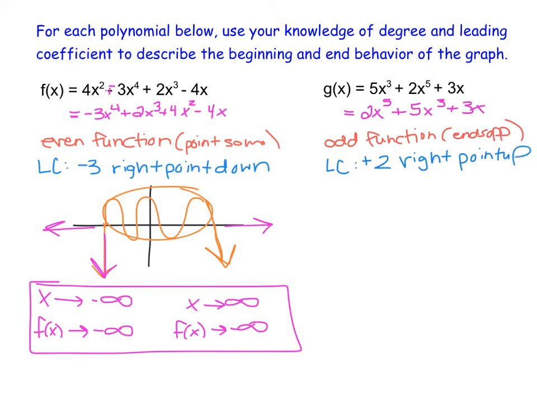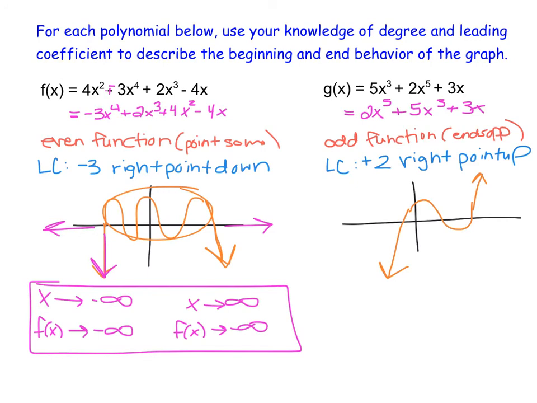upwards. So again, I can make a little sketch here. I know that the right side of the graph is going to point upwards. Then there's going to be some stuff that happens in here, and then the left side of the graph has to point the opposite direction, so it's going to point downwards. So we can see here that we have an odd function with one end pointing up and one end pointing down, and because it has a positive leading coefficient, the right side is the end that is pointing up.